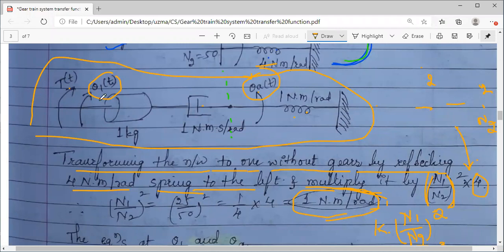So let us write the torque equation. So we have theta 1 and theta A, two different displacements. So we will get two equations. So at theta 1, try to observe how many elements are purely connected to theta 1. There is an applied torque. Then you have a J term. J ka value 1 kg hai. There is B also, but it is shared. Both ends are free to move, between theta 1 and theta A.